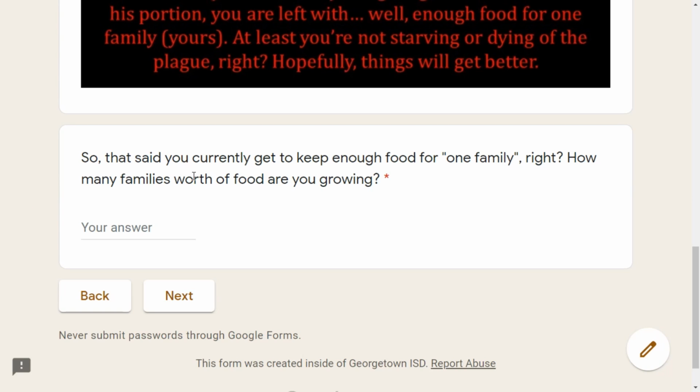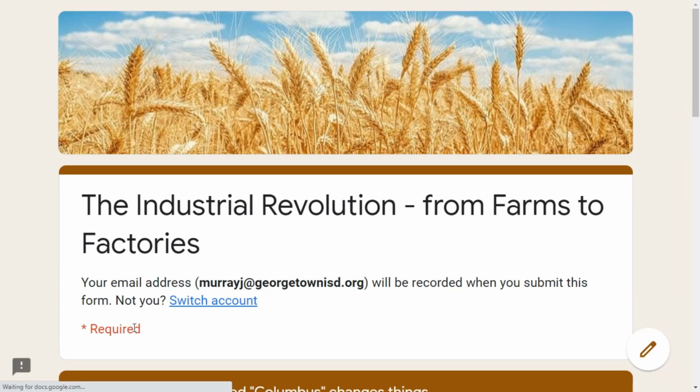So that said, you currently get to keep enough food for one family, right? How many families worth of food are you growing? Well, hopefully you can read and you know that the answer is 1. If we wanted to, we can actually put 1.00 just to keep the 2 decimal things going, but either way, just the number 1. Next.